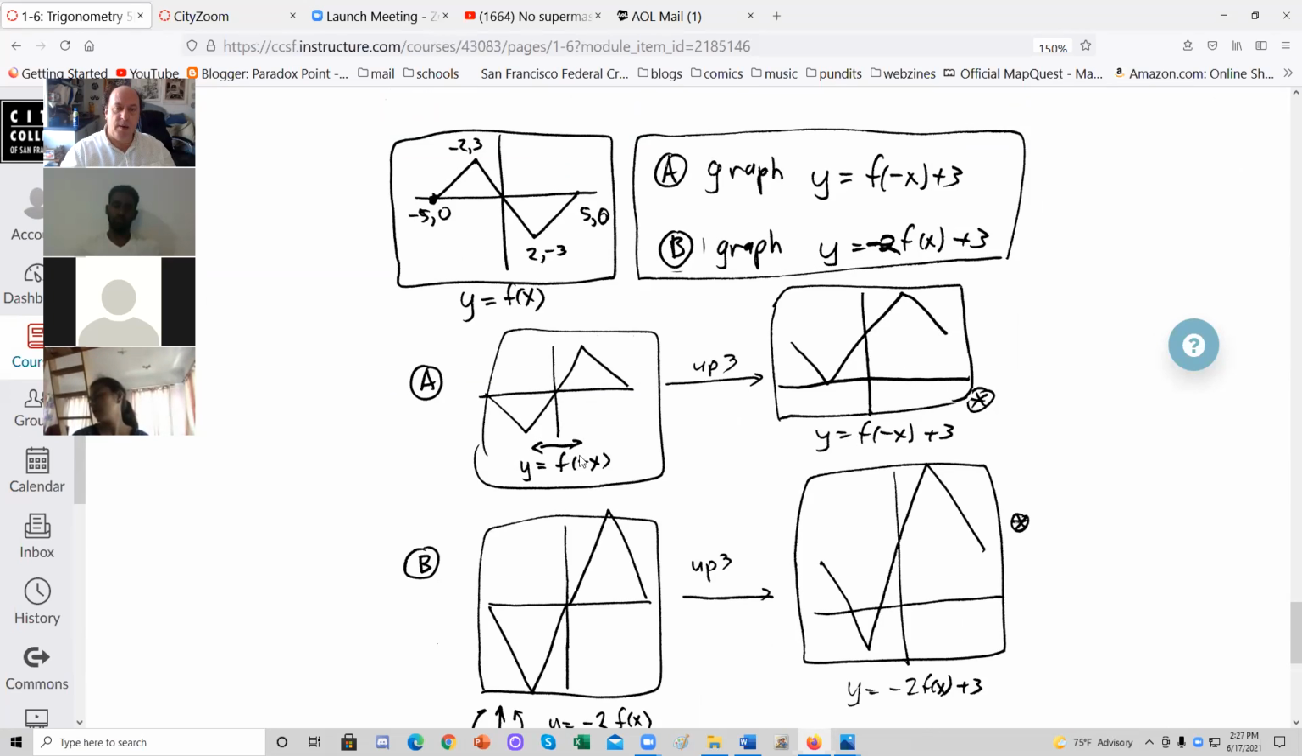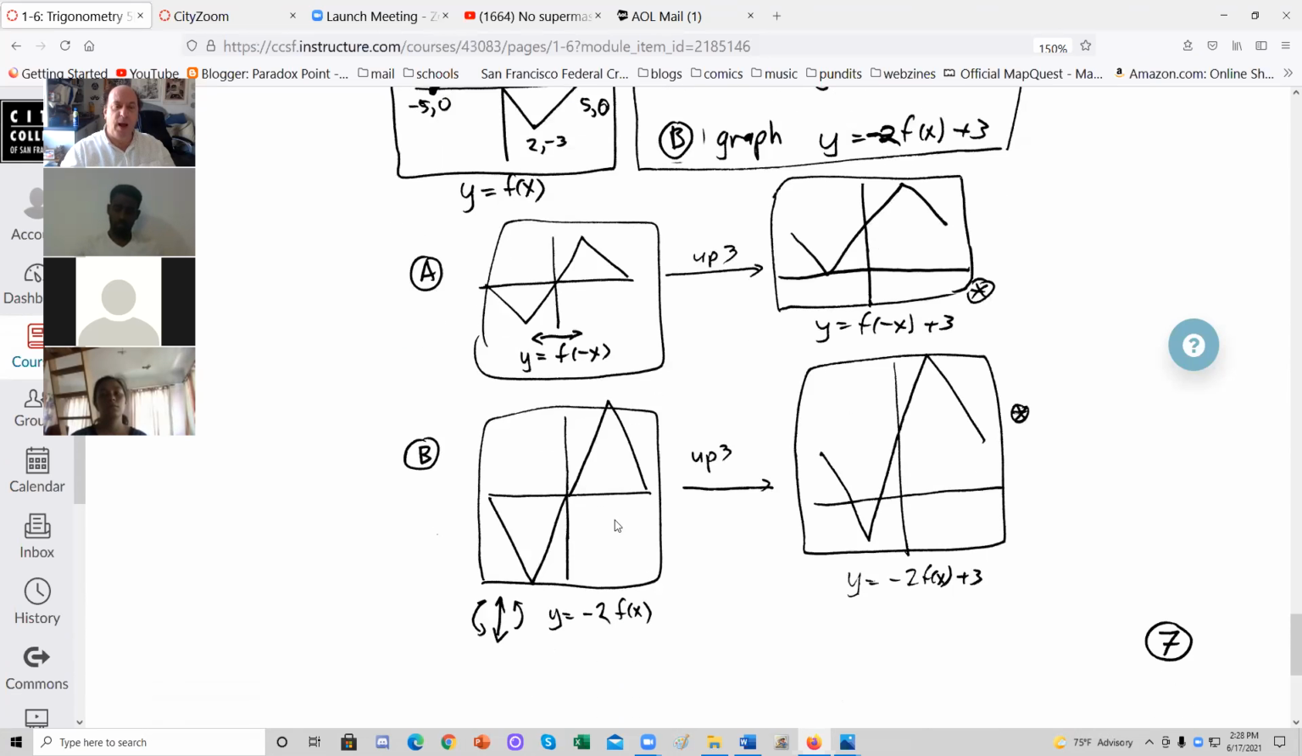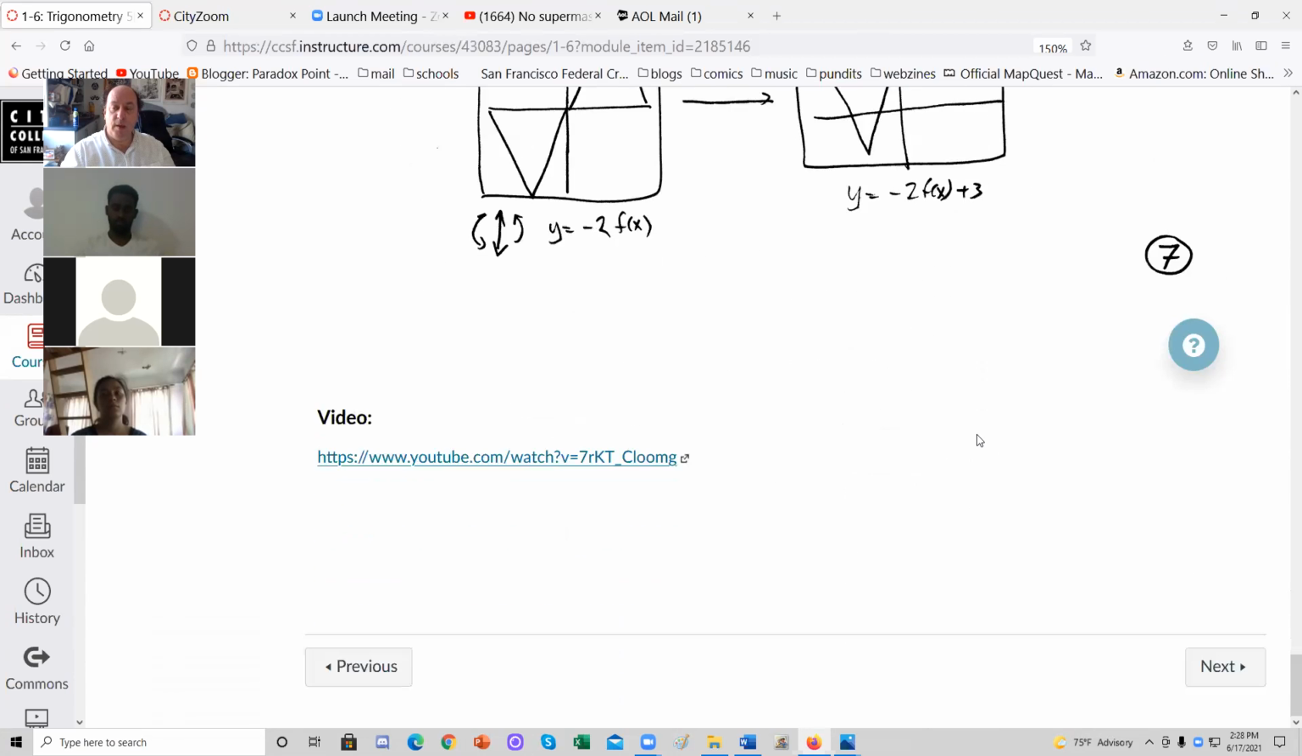Here, we want to have minus twice f of x. So we take this and we flip it up or down and stretch it vertically. So this is the graph of minus twice f of x. And then up 3, its graph looks like this. Okay, sounds good.